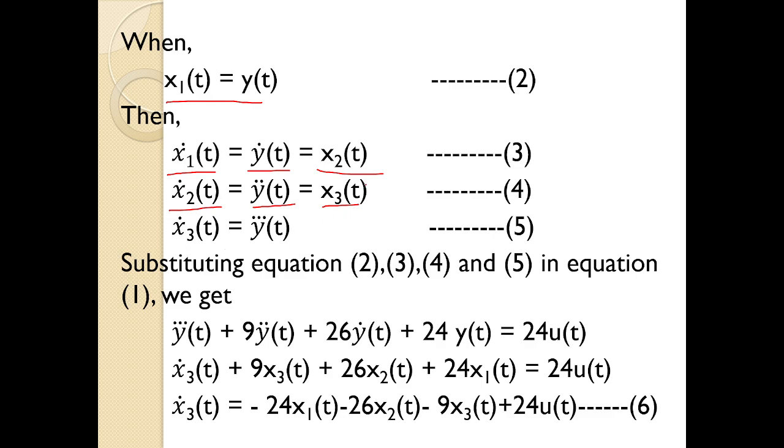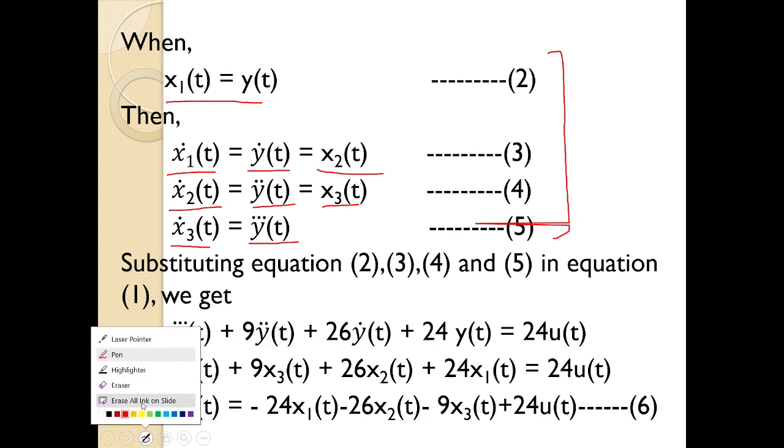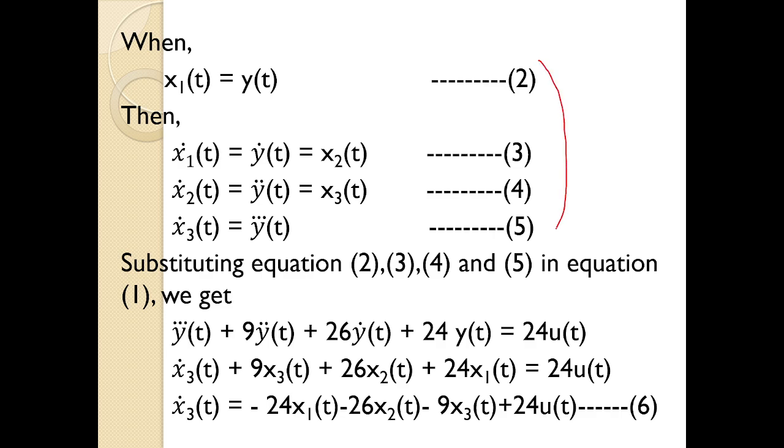So if x3(t) is equal to y double dot(t), that is x3(t) is equal to the second derivative of y(t), then the first derivative of x3(t) will be equal to the third derivative of y(t). Okay, so these are our equations, equation numbers 2, 3, 4, 5. Substitute them in equation 1.